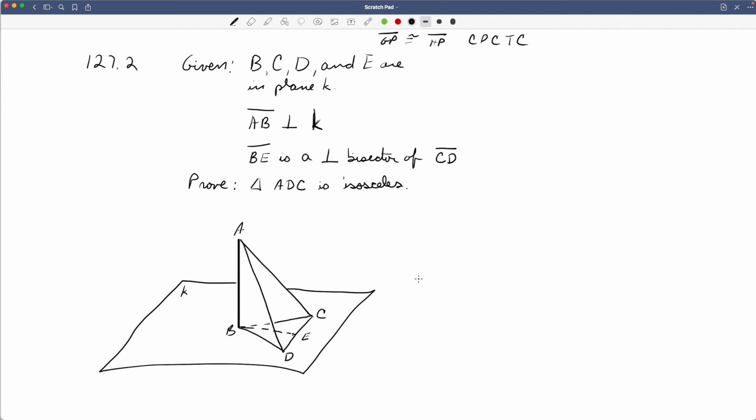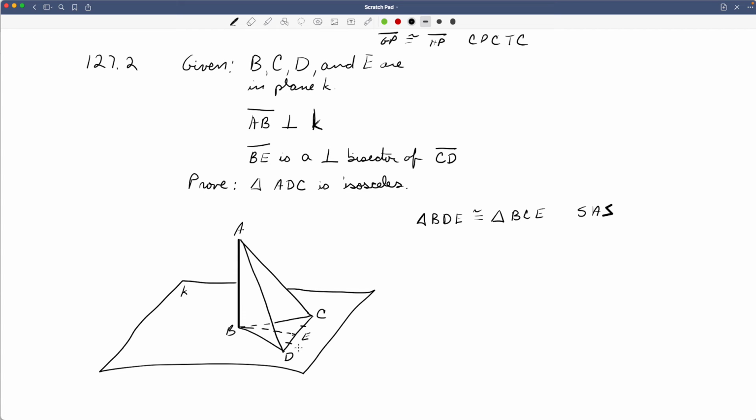Right? So triangles BDE and BCE in the base are congruent by SAS. So we can say triangle BDE is congruent to triangle BCE, and that's by side angle side. Okay, DE and EC have equal lengths. So we can put that little tick mark right there. Those are equal.